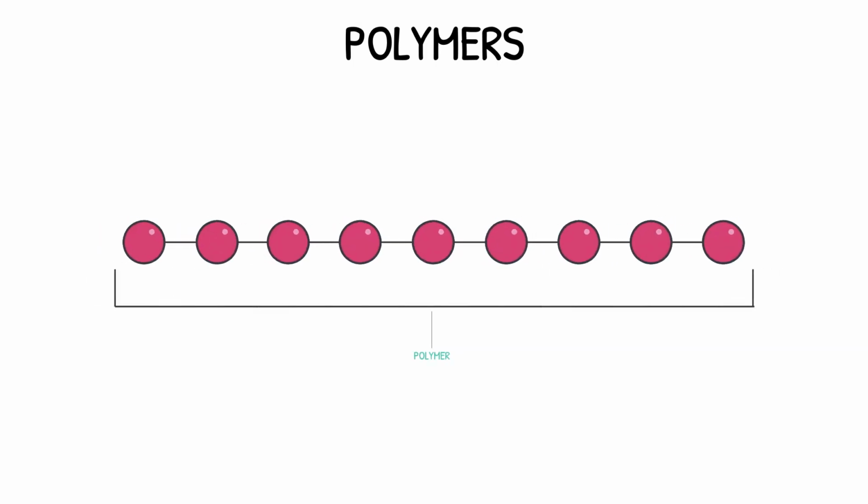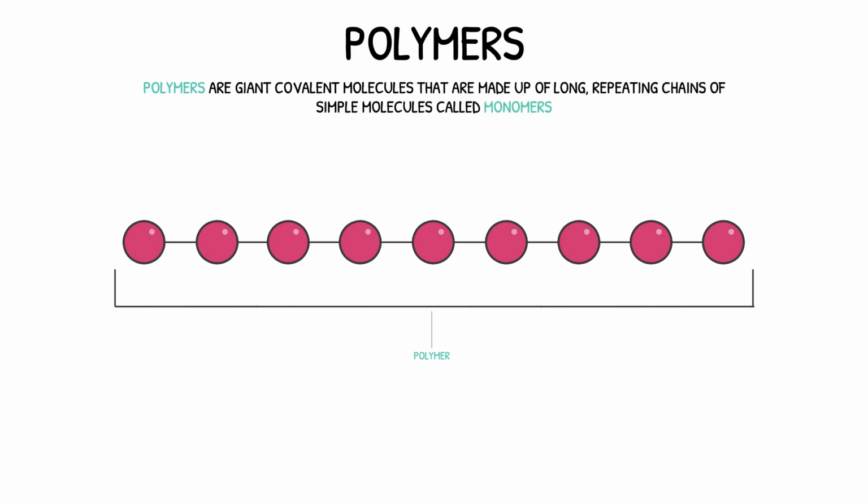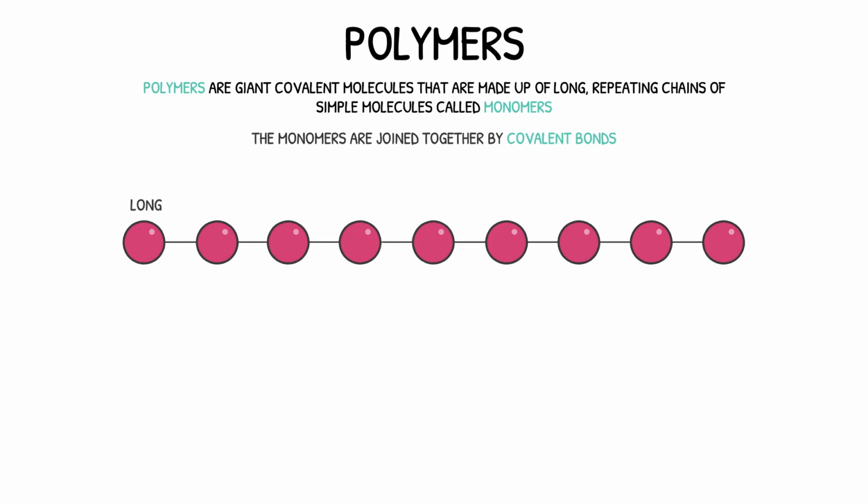Covalent bonds are also found within polymers. A polymer is a giant covalent molecule made up of a long repeating chain of simple molecules called monomers. The monomer units in a polymer are held together by covalent bonds, and its properties are determined by its chain length. For example, long-chain polymers have higher melting and boiling points.